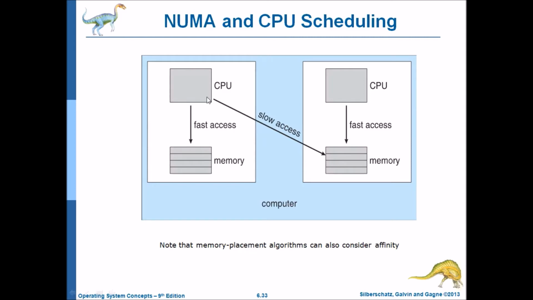So here in the figure, the CPU, given the same board, has a faster access than it can access on the other board. So if the operating system's CPU scheduler and memory placement algorithm work together, then a process that is assigned affinity to a particular CPU can be allocated memory on the board where that CPU resides, so to get a faster access.